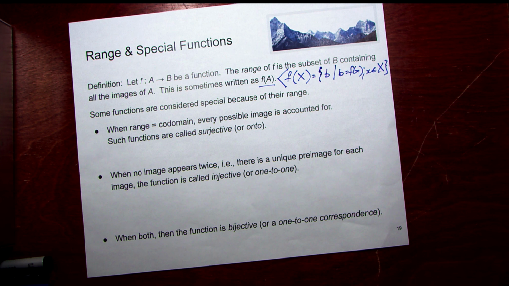Some functions are special because of their range, and there are 3 of them. If the range equals the codomain, that means it covers everything in the codomain. So range equals codomain, good stuff, everything is accounted for. Those are called surjective functions.